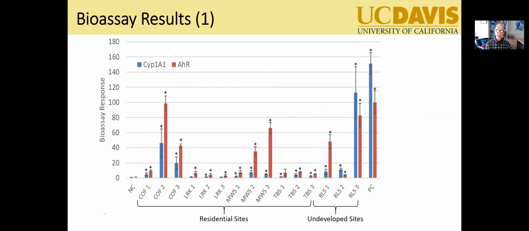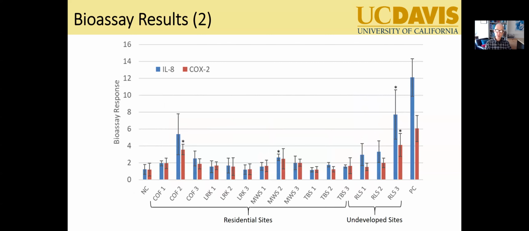And so what we see is that first, there's no systematic difference between the undeveloped sites and the residential sites. If anything, the most active sample is one of our undeveloped sites. But there are several of the residential sites that have elevated activity, both with respect to cytochrome P450 and with respect to aryl hydrocarbon receptor agonism. There are far fewer statistically significant effects in the IL-8 and COX-2 assays, but there were a couple of sites, and the same sites that we saw previously as being highly elevated for AhR and CYP1A1.